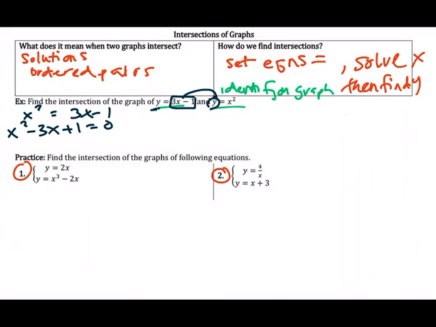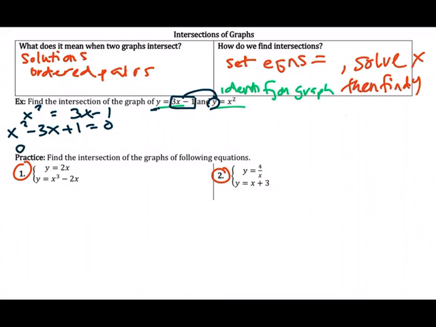So I'm going to subtract 3x and add 1 to both sides so that I now have this quadratic equal to 0. This particular quadratic, when I look at it, doesn't look like it factors. It would be possible to complete the square, and actually that's the method I would probably go to here, but most people aren't so comfortable with fractions.